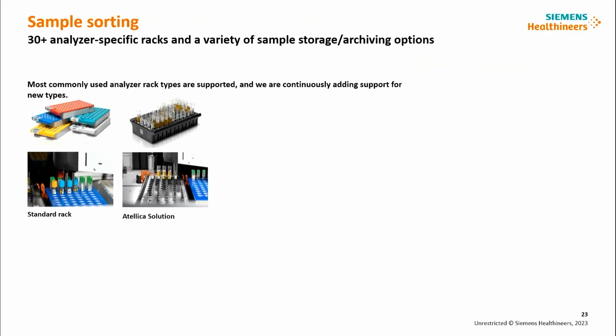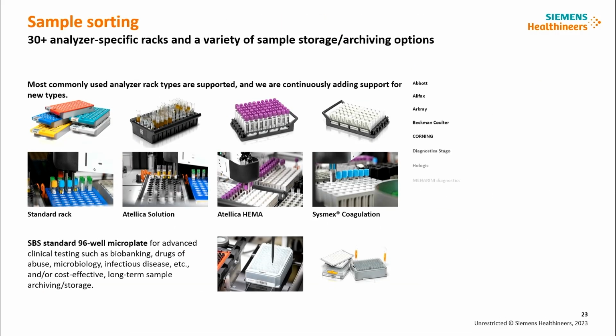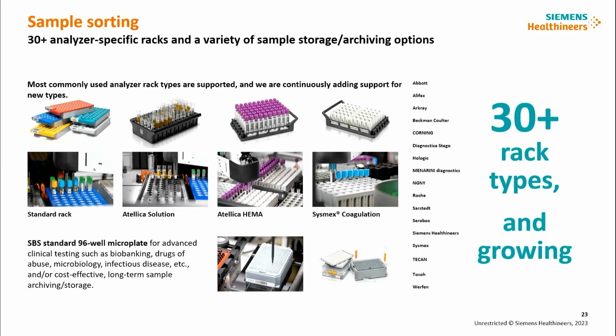As we know, the main task of the TTA is sample sorting. So the most commonly used analyzer racks are supported by the TTA. Now we have more than 30 rack types from different analyzers supported by the TTA, and the list is growing as well. We also have the SBS standard 96-well microplate that can be used on the TTA. It's used for biobanking or infectious disease testing, and it really reduces the time the technician spends on manual pipetting for this microplate.